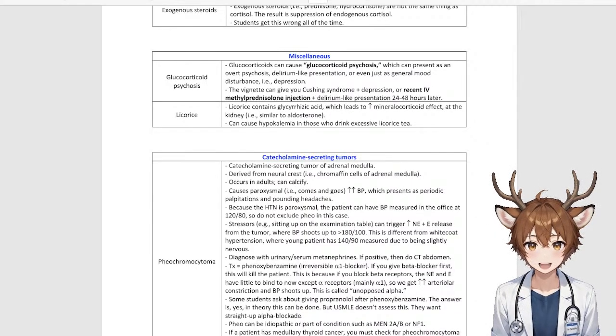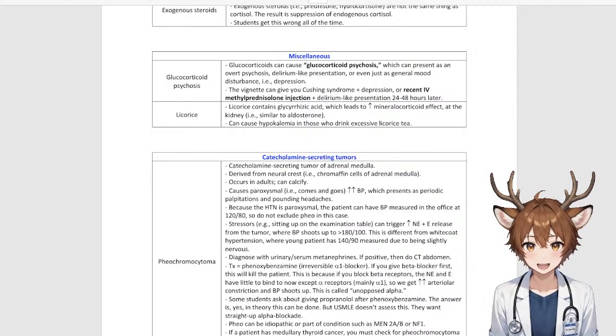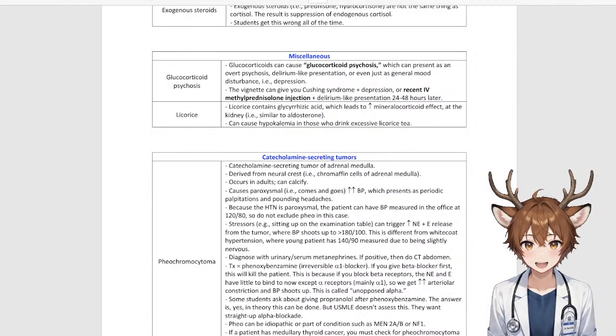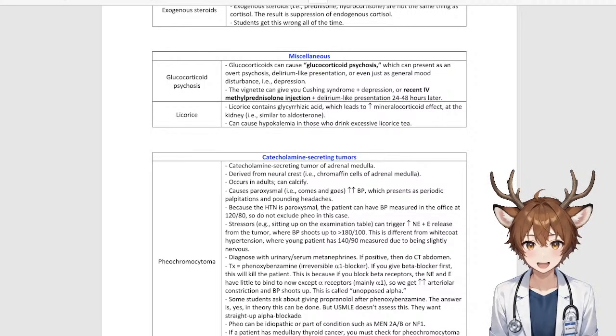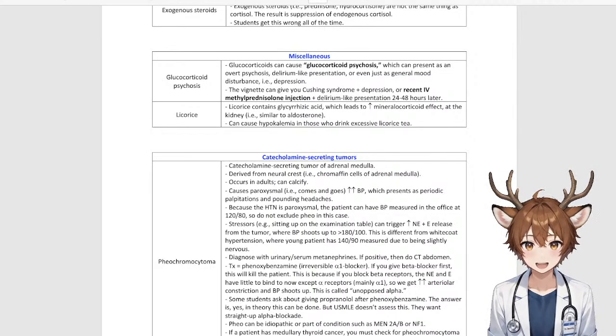Miscellaneous. Glucocorticoid psychosis. Glucocorticoids can cause glucocorticoid psychosis, which can present as an overt psychosis, a delirium-like presentation, or even just as a general mood disturbance, i.e. depression. The vignette can give you a Cushing syndrome plus depression or a recent IV methylprednisolone injection plus delirium-like presentation 28 to 48 hours later.